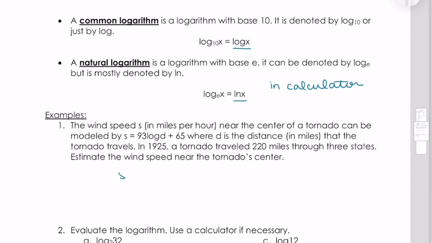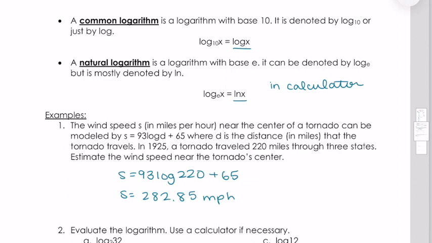Number 1. We have this formula for wind speed for tornadoes, and we're trying to figure out what the wind speed was for the 220 miles that this tornado went through. So I'm going to plug 93 log of 220 plus 65 into my calculator. Make sure you close the parentheses after the 220. Because the 65 is not included in the log, just the 220. So you should get 282.85 miles per hour.